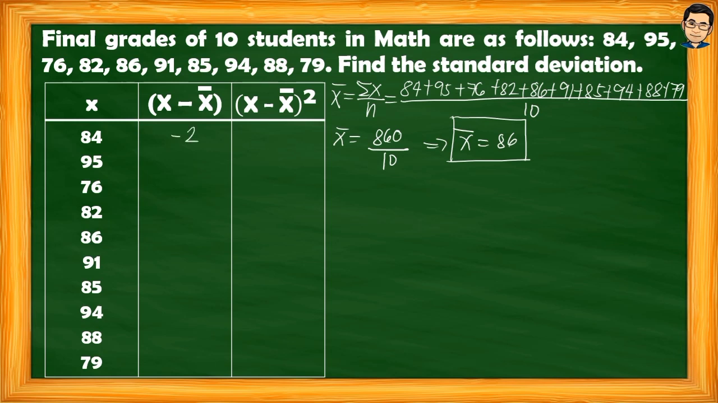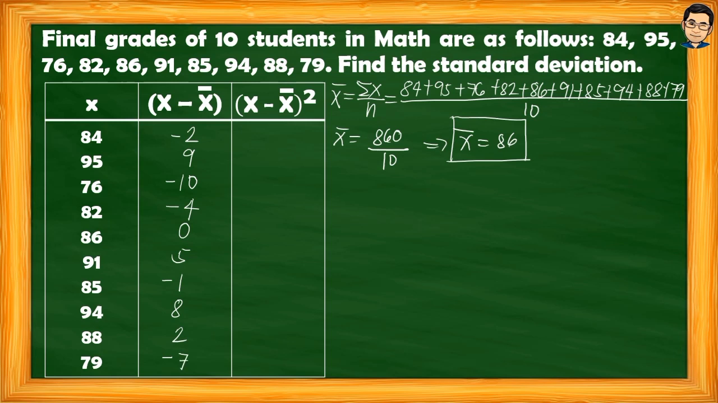95 minus 86, we have 9. 76 minus 86, negative 10. 82 minus 86, negative 4. 86 minus 86, 0. 91 minus 86, we have 5. 85 minus 86, negative 1. 94 minus 86, we have 8. 88 minus 86, we have 2. And then 79 minus 86, we have negative 7.